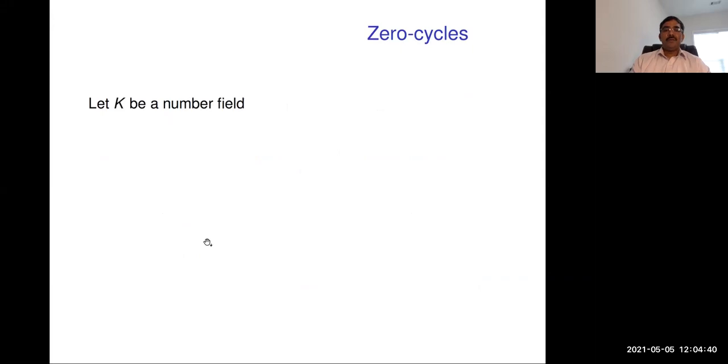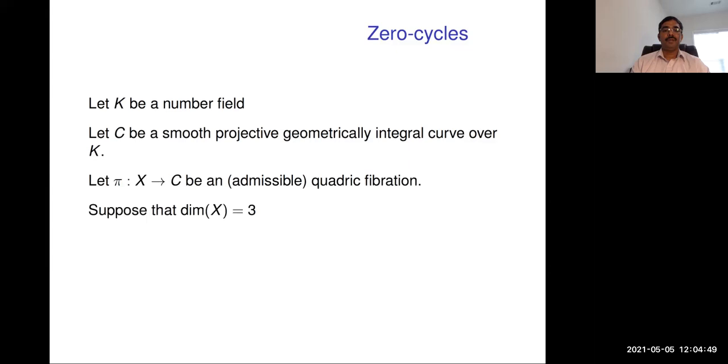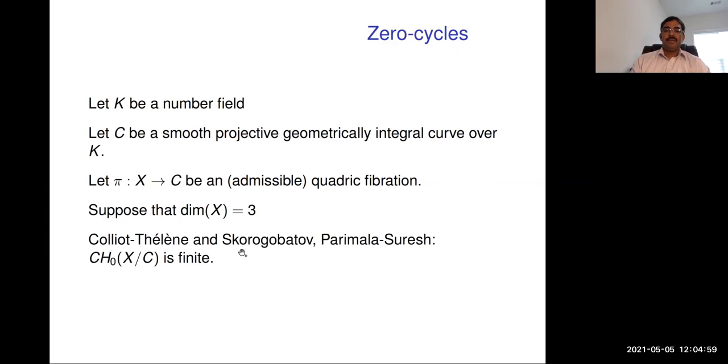Now let's go back to number field, and C is a smooth projective geometrically integral curve, and take an admissible quadratic fibration. We see that, of course, the dimension has to be at least 2, and if X is dimension 2, then we know already it's finitely generated. So suppose the dimension of X is 3, then Colliot-Thélène and Skorobogatov proved that the kernel is finite.